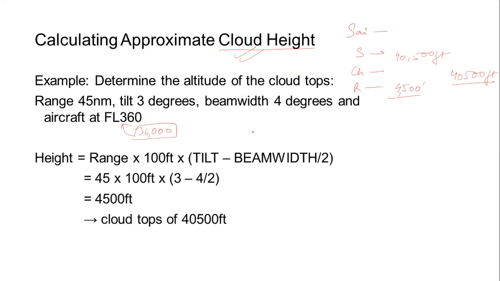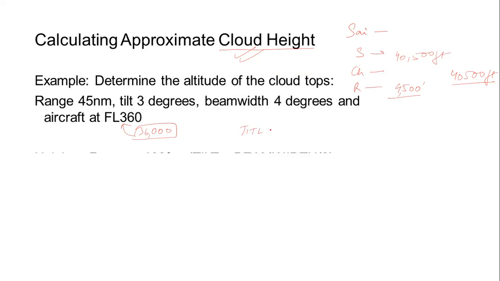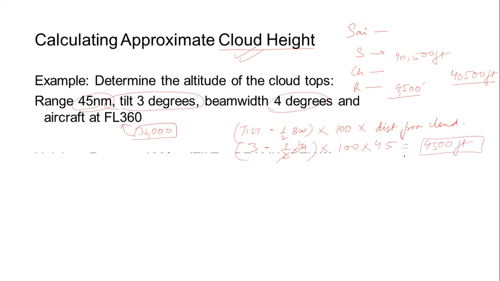Height is equal to, see, we have the formula, I'll write it here. Tilt minus half the beam width into 100 into my distance from cloud. Okay. Here you see tilt is 3 degrees, so here you had to write 3. Half the beam width is 4 degrees, so you had to write 4. 100 into distance. What distance is given? 45 nautical miles, so you had to write 45. So what answer is coming from here? You just need to do simple maths. Yes, sir. Your answer came to 4,500 feet.